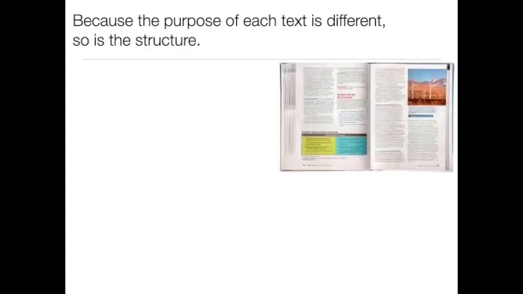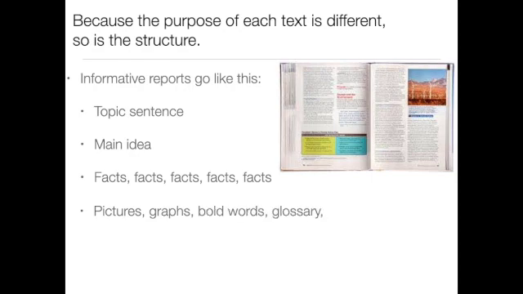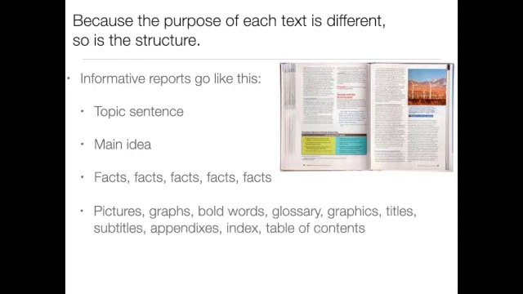Informative reports have a different structure. This is basically what an informative text looks like. There is a topic sentence. Some people call it a main idea, but it's basically the big idea that all the facts connect with. So whatever you want to call that beginning sentence. And then there's lots of facts. And to help the reader understand all these facts and organize all these facts, there's pictures and graphs and bold words, a glossary, images, photographs, titles, subtitles, indexes, table of contents. There's all these other things besides just the words.